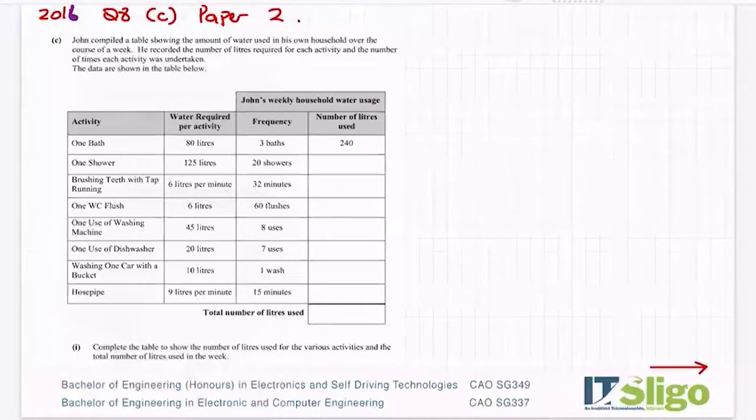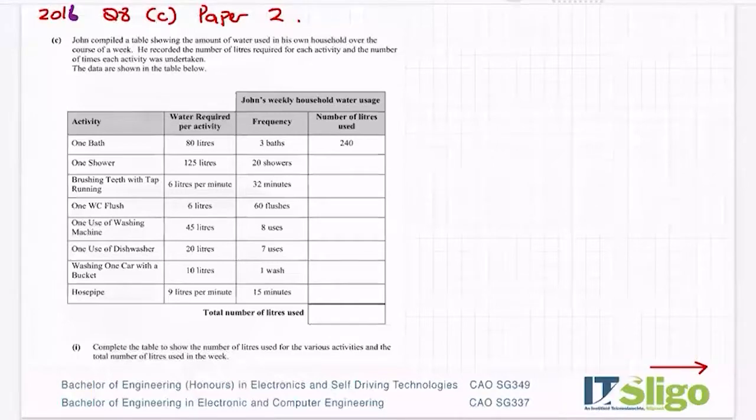Okay, so continuing on with the financial maths, this was a question that popped up on a paper 2, which is a little bit unusual, in 2016, and it was part C of question 8. So it read as follows: John compiled a table showing the amount of water used in his own household over the course of a week. He recorded the number of litres required for each activity and the number of times each activity was undertaken. The data are shown in the table below.